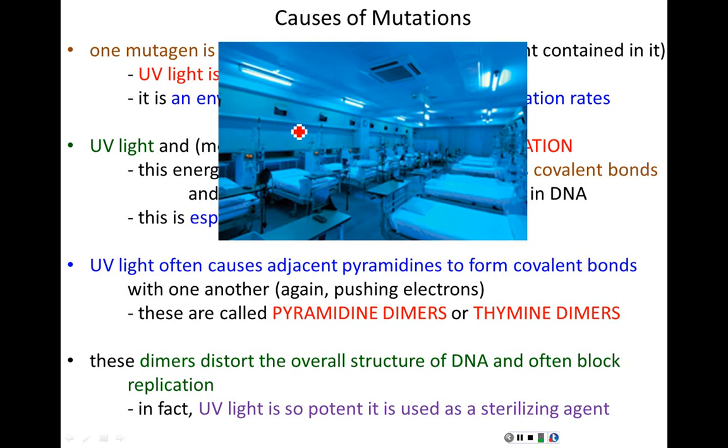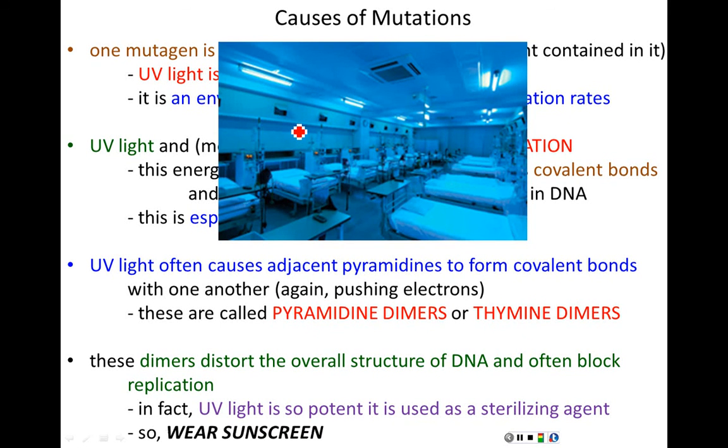Many, many hospitals and many, many places that use medical things that need sterile equipment will use UV light as a sterilizing agent. You blast UV light onto something for long enough, and all the bacteria that were contaminating it are dead. Why? Because you've made so many thymine dimers and so many double-strand breaks in the backbone of their DNA molecules that the cells simply died.